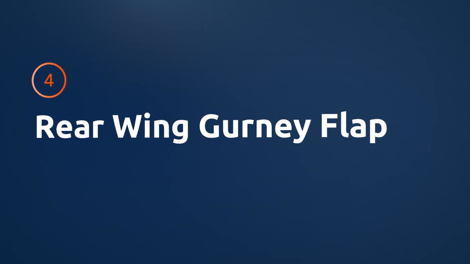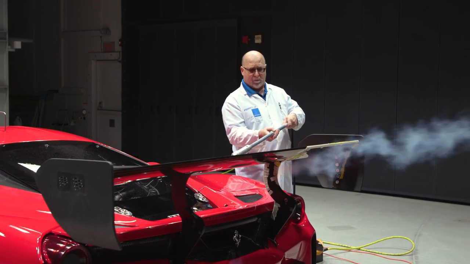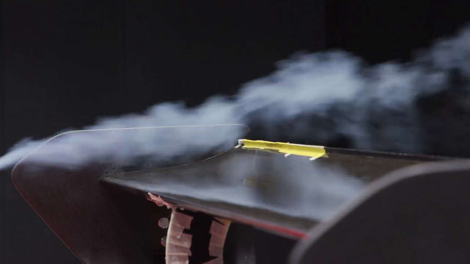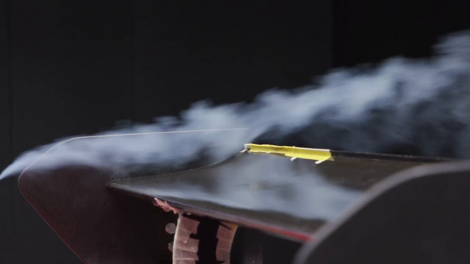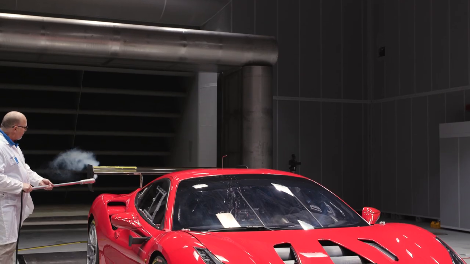So a gurney flap makes your wing more effective. So it's a small flap that's placed at the rear of the wing, and what it does is it generates these small vortices, and it helps to keep the air on top of the wing from bleeding over into the air that's underneath the wing. And so because the wing is more efficient, for the same angle, when you add a gurney flap, you're able to generate more downforce.